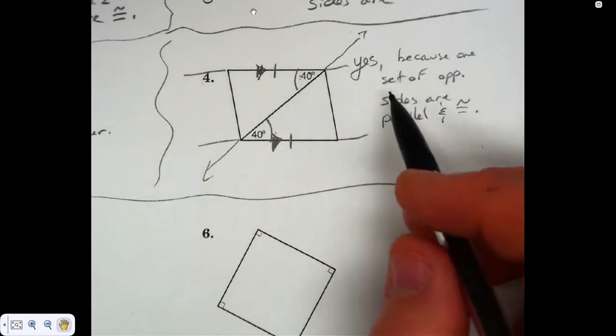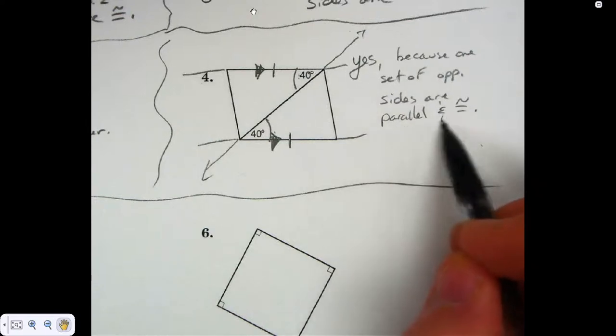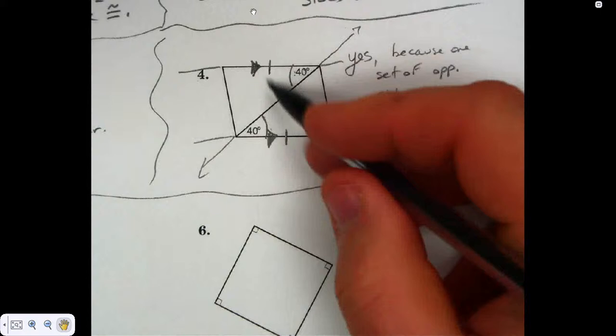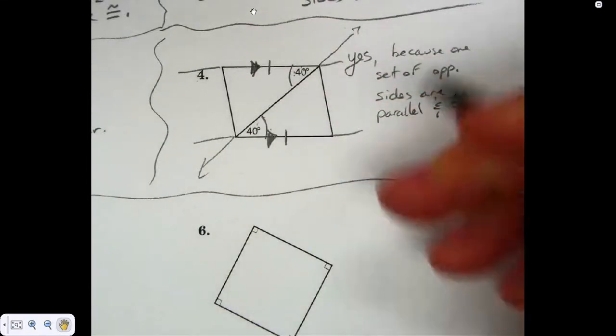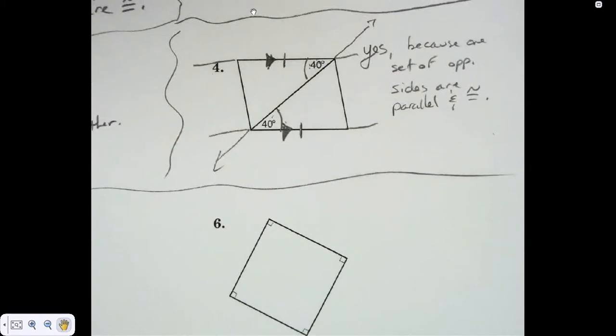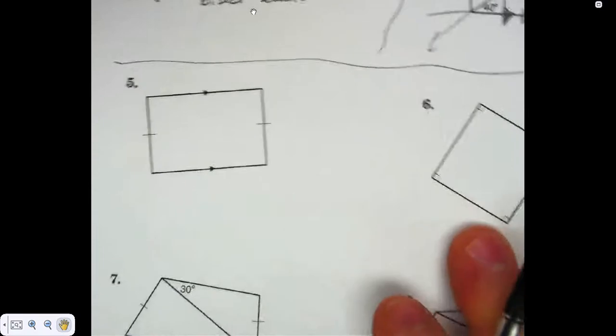You see what I mean by pulling some stuff from the past there? Because one set of opposite sides are parallel and congruent. You can't just decide that's the case. There has to be some logic that leads you to that. There is a theorem that says that if the alternate interior angles are congruent, then the two lines must be parallel. All right, let's look at number 5.